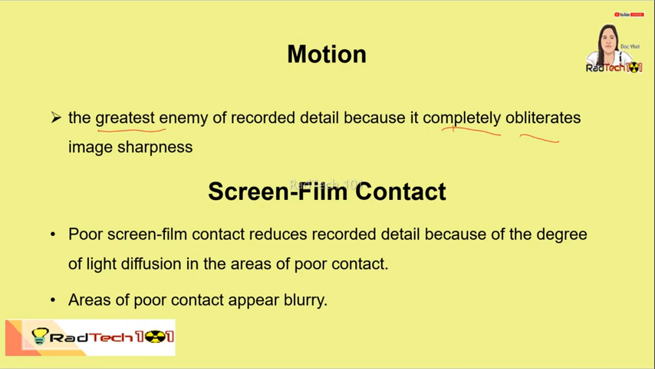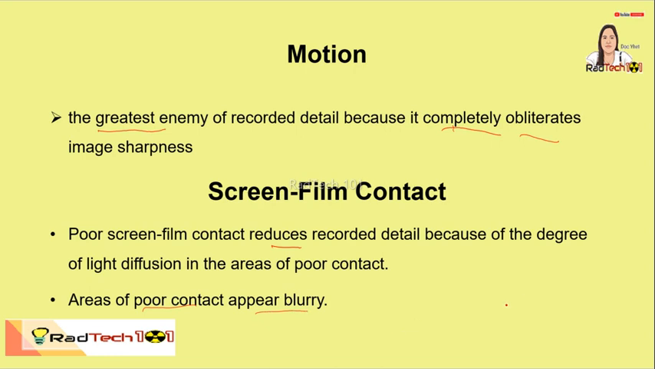Screen film contact can also affect the geometric detail. Screen film contact refers to the contact between the intensifying screen and the radiographic film inside the cassette. Poor screen film contact can reduce recorded detail because the degree of light diffusion in the areas of poor contact can be different from those with proper contact. So areas of poor contact can appear blurry.